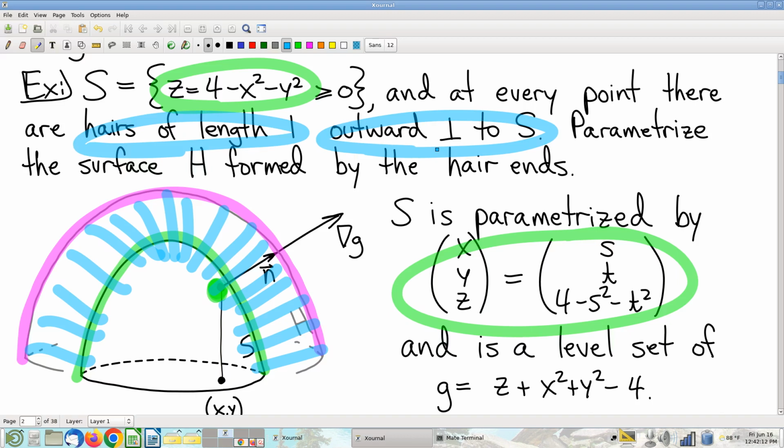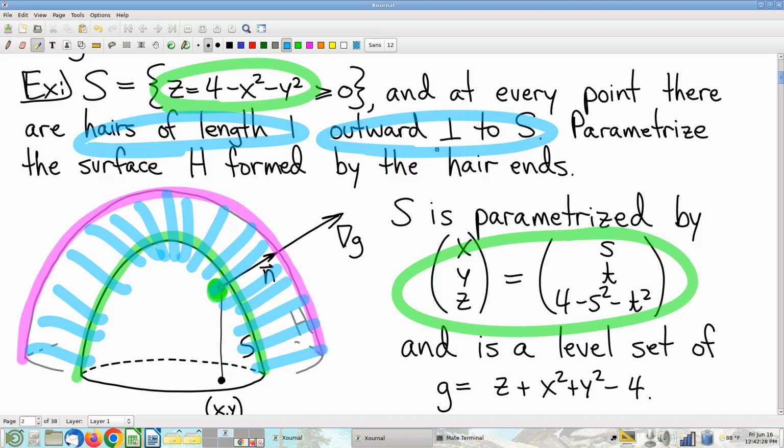Right, and what we're interested in is the shape of the resulting tips of the hair. In other words, what does this person's head kind of look like as a result of the hair? Does that make sense to everybody? Okay. All right, so how do we parameterize the purple?